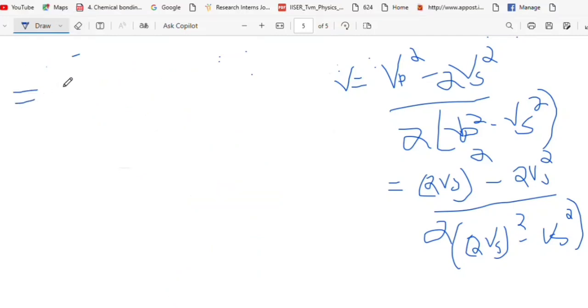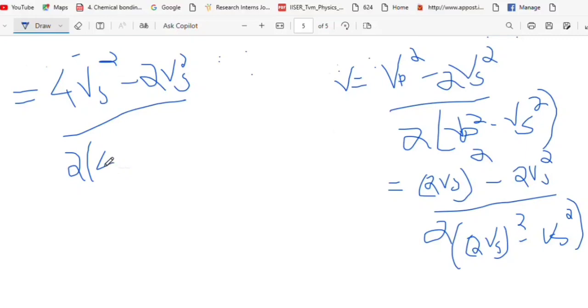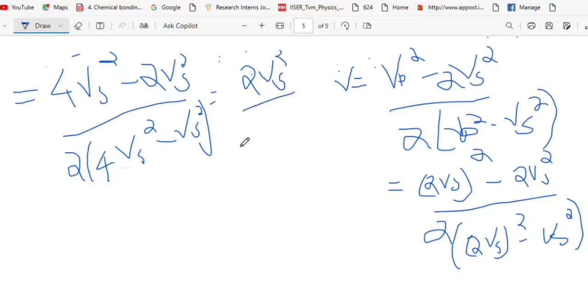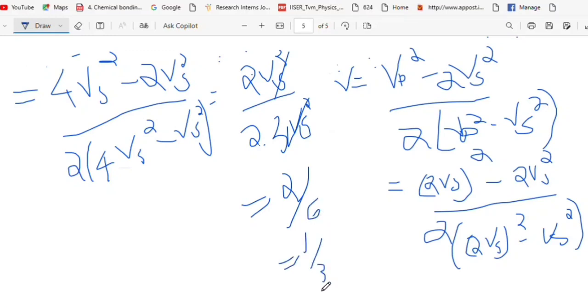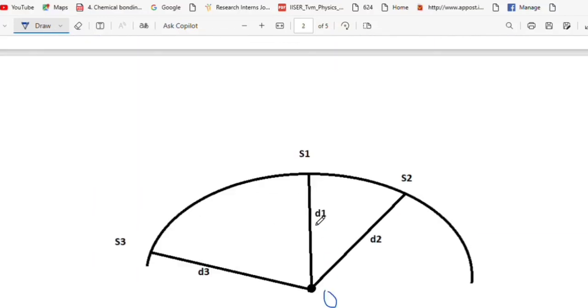That is equal to (4Vs² minus 2Vs²) divided by 2(4Vs² minus Vs²). 4Vs² minus 2Vs² is 2Vs². So we get 2Vs² divided by 2 into 3Vs². Vs² cancels and we get 2 divided by 2 into 3, that is 2 by 6, which is 1 by 3, equal to 0.33. Therefore, our answer for the Poisson ratio will be 0.33.